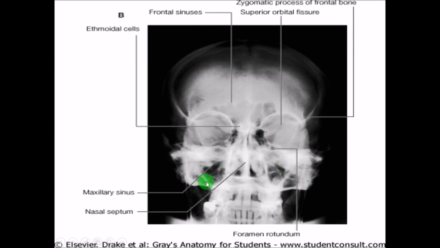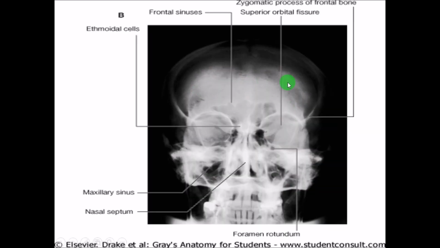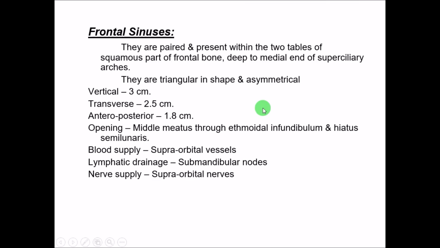These are the maxillary sinus, and here you can see the frontal air sinus. Here are the ethmoidal air sinus, and the sphenoid air sinus cannot be seen with this view. Okay, coming to the frontal air sinus, this is the frontal air sinus on either side within the frontal bone.